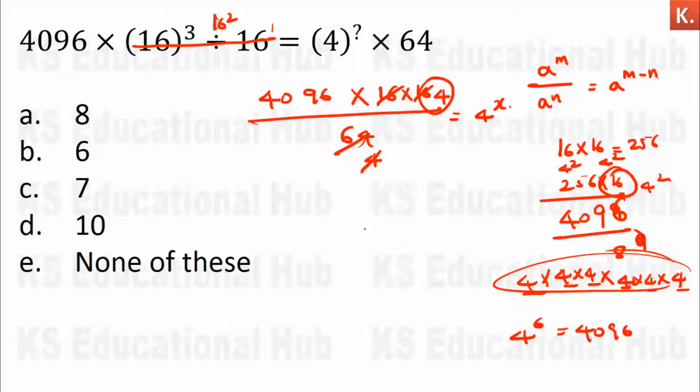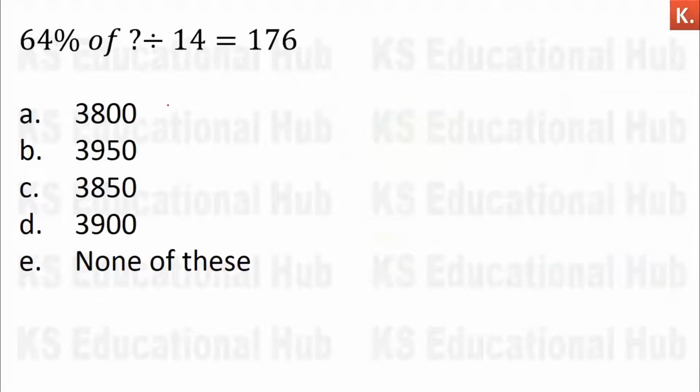So 4 to the power 6 into 4 to the power 1 is equal to 4 to the power x. This is in the form of a to the power m into a to the power n, so that's equal to a to the power m plus n. Therefore 4 to the power 6 plus 1 is equal to 4 to the power 7 has to be the answer. So x is equal to 7. That is option C here. Clear? Here's the next question.